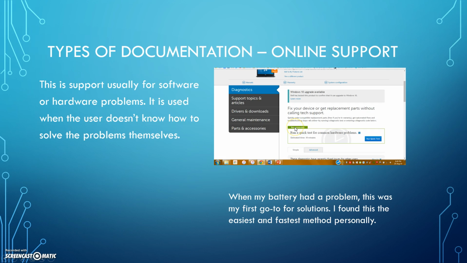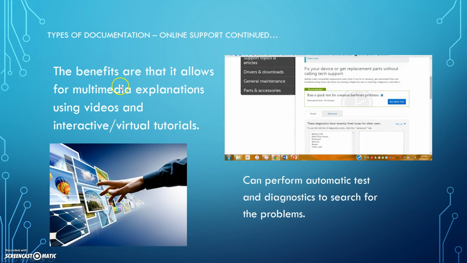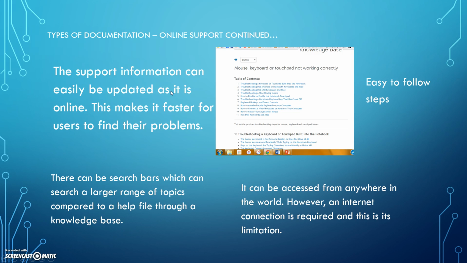The second type of user documentation is called online support, and this is when there are software or hardware problems and the user doesn't know how to solve it themselves. So the advantages are that it can perform a diagnosis test on that website. So maybe it asks you to download an application, and you can immediately test it at that place. There are also videos and virtual tutorials, and it's basically like the stuff I make when some things aren't working on Windows, how to fix something, how to do something.